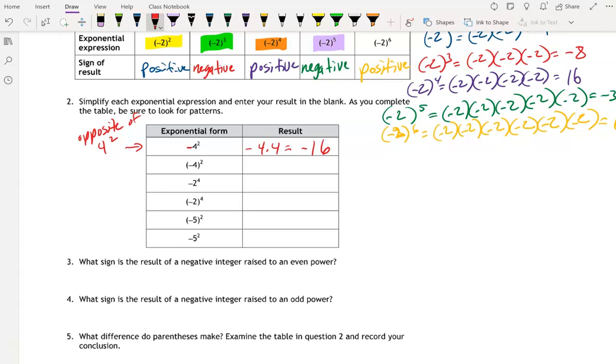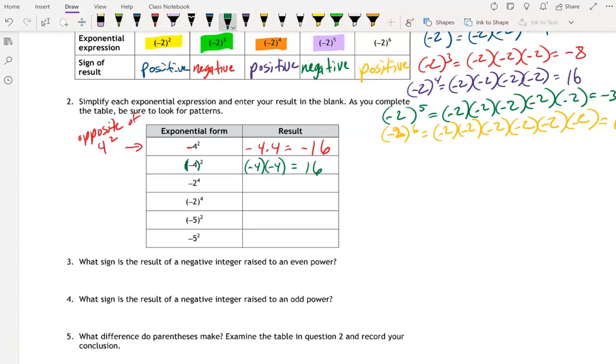Okay? Now, the next one, you can see that the -4 is inside the parentheses. So that means that we are looking at -4 multiplied by -4. And a negative times a negative is equal to a positive, so that's going to give us a positive 16.